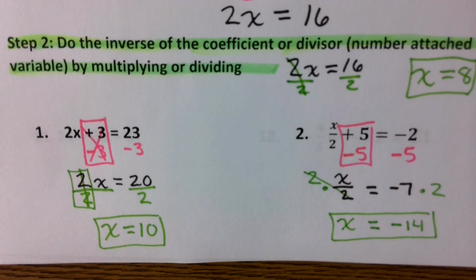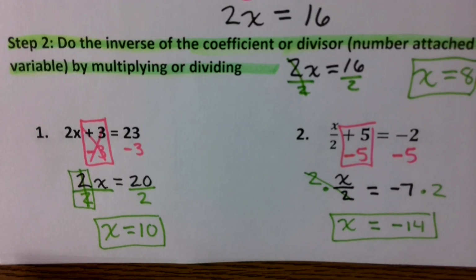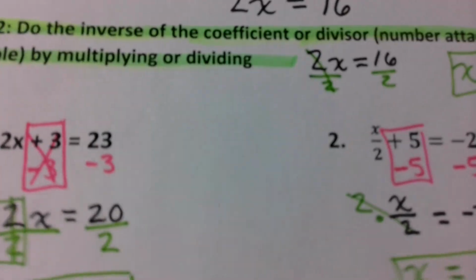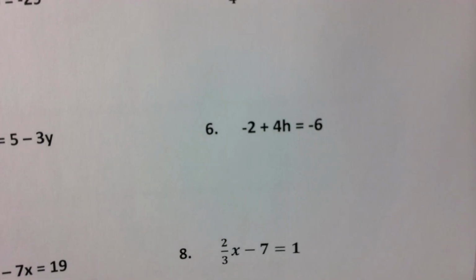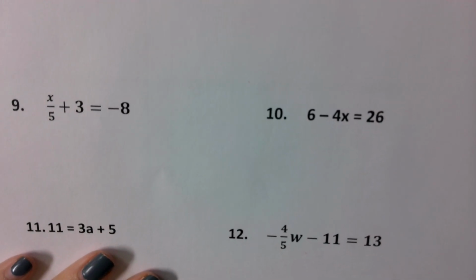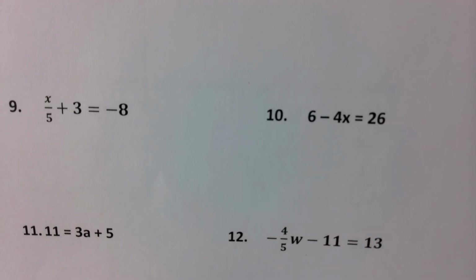Okay. Now, like I said, sometimes you will experience a problem that doesn't have the coefficient written in the back. Sometimes the coefficient might be written in the front. So I want you guys to go ahead, turn your paper over, and take a look at problem 10. Taking a look at problem 10, we have 6 minus 4x is equal to 26. What is the first inverse operation that I need to do?